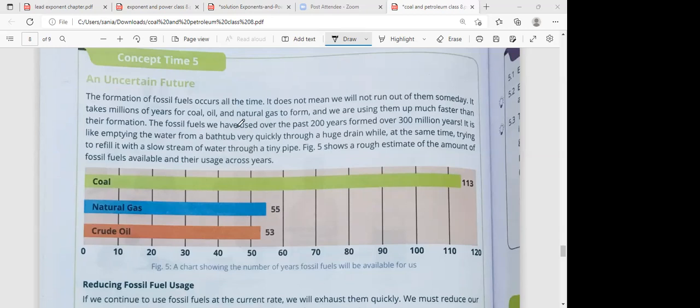So the fossil fuels we have used over the past 200 years formed over 300 million years. Whatever fuels we have used in 200 years took 300 million years to form. So what is the ratio? You can see 200 and 300 million. You can see the difference, right? It is like emptying the water from a bathtub very quickly through a huge drain, while at the same time trying to refill it with a slow stream of water through a tiny pipe.